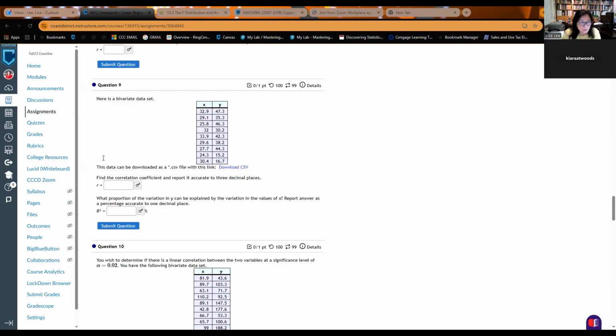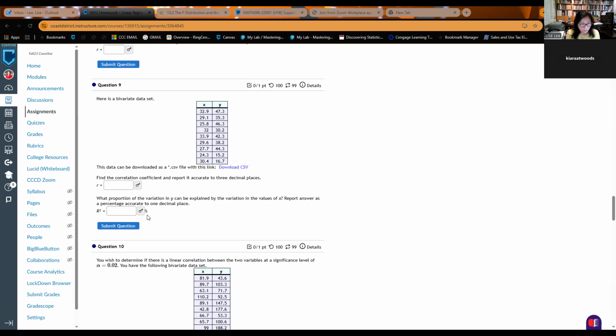So for this one, you just look at the calculator. If you still have that work there, when you go downward, I think you can see it. The one we did earlier: when you scroll down with the down arrow key, you will see R square. You will see the R, okay.